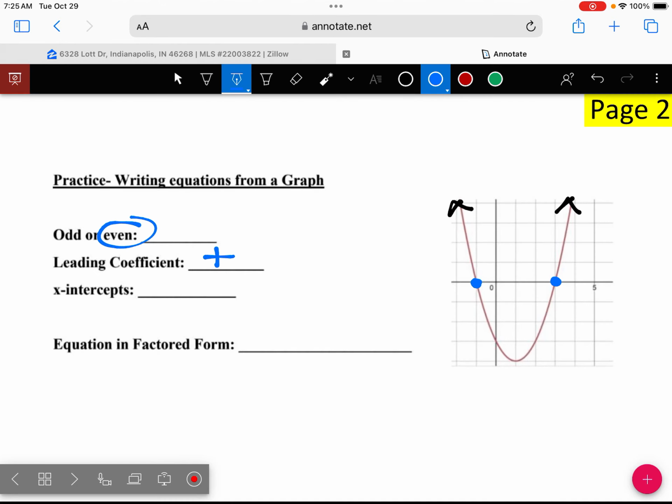My x-intercepts are at -1 and 3. So when I write my equation, I'm going to make 2 parentheses. And you have to flip the sign. So if my intercept is at -1, I'm going to put a +1. And if my second intercept is +3, I'm going to put a -3. And that is all that is to it. Any questions?